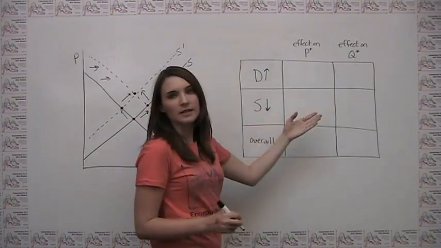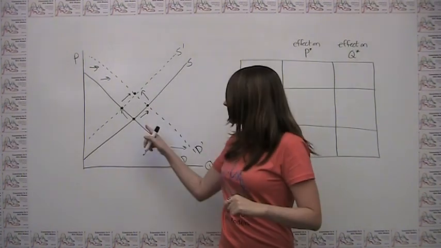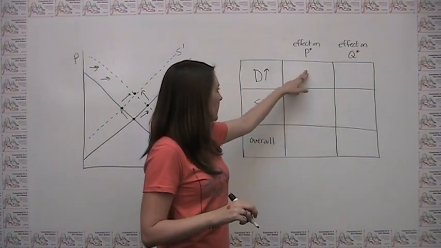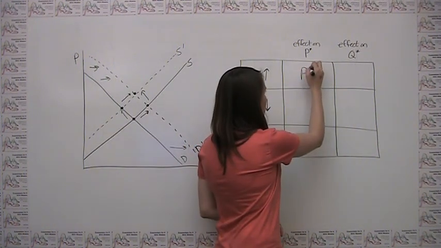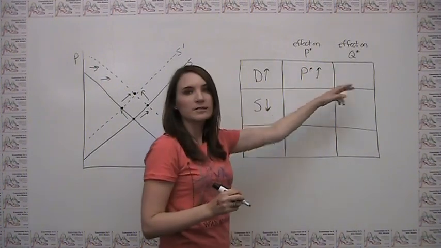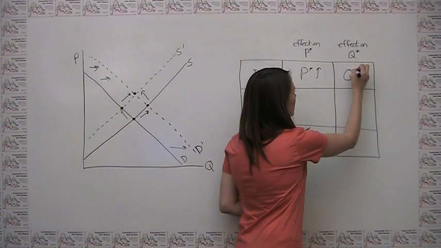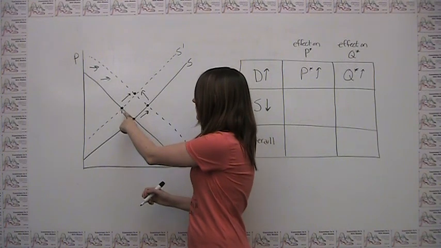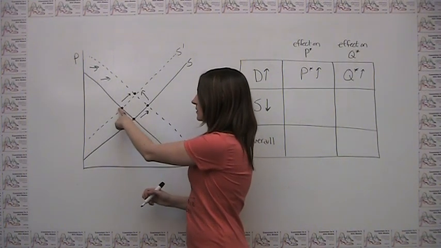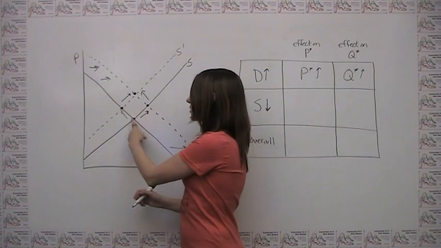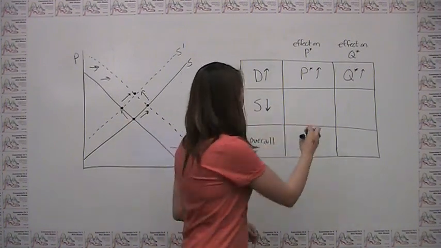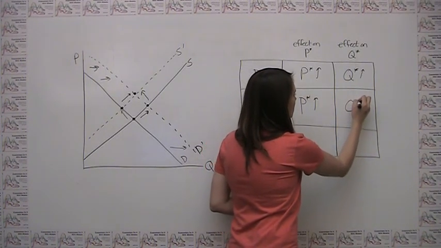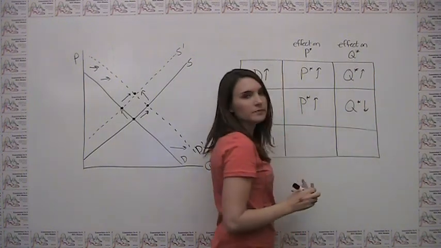So let's consider each of these in isolation. We said that when we had an increase in demand, that would be going from here to here, that our effect on price was that our P star goes up, and our effect on quantity is also that our Q star goes up. When we talked about the decrease in supply, we said that that results in a price increase, but a quantity decrease. So here, again, the decrease in supply causes P star to go up, but it causes Q star to go down.